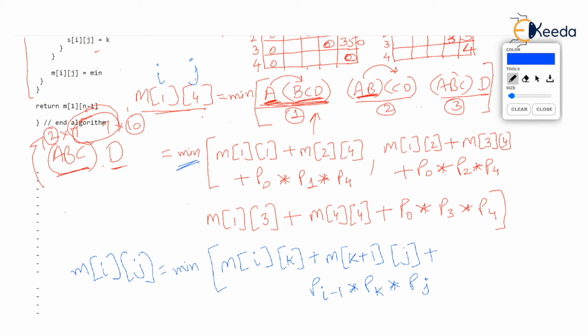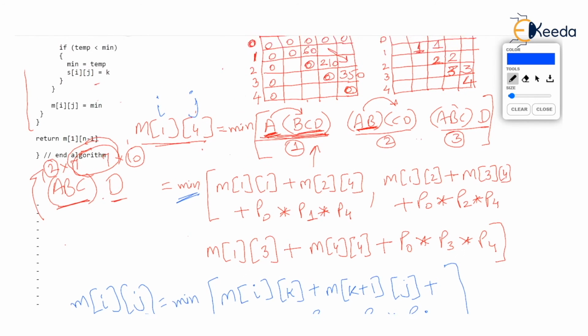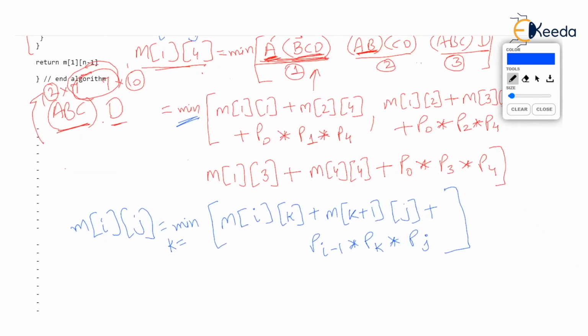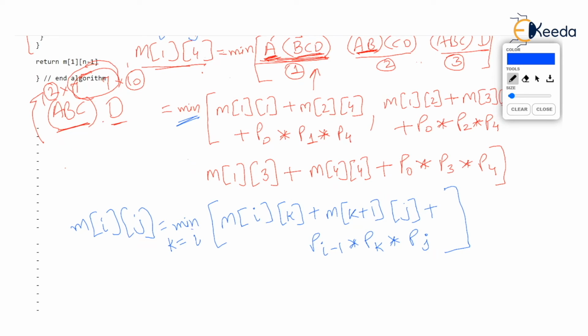I have not written array notation for p. Actually it should be p square bracket i minus 1, p square bracket k, p square bracket j. Minimum of this, where k is going to go from, just check the loop here, k is going to go from i to j minus 1. Check the loop. So k goes from i to j minus 1. Observe, k equal to i when it was 1 to 4. When we were computing M14, then k will go from 1 to 3, isn't it?